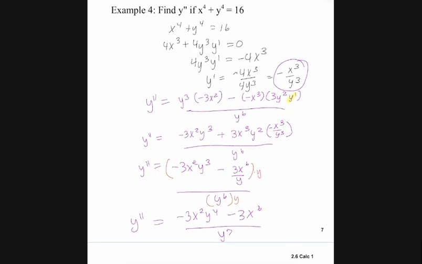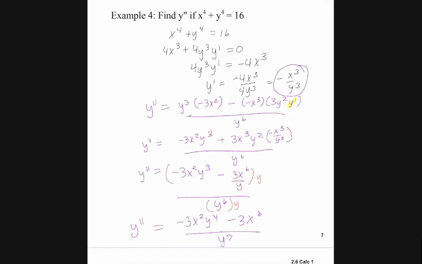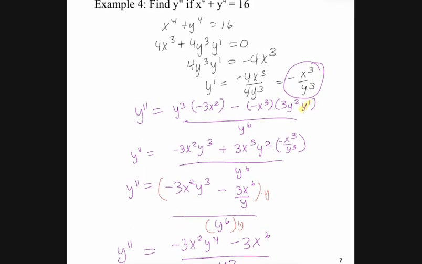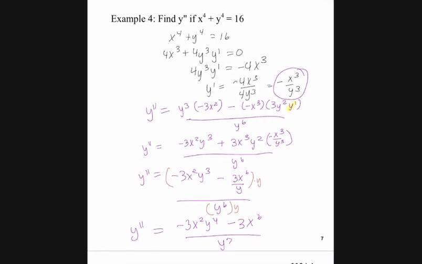So that is how we use implicit differentiation twice. It's fun, isn't it? So that is example 4.